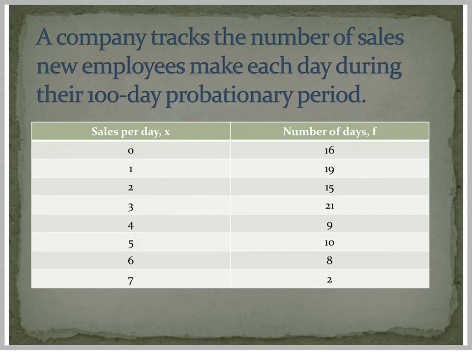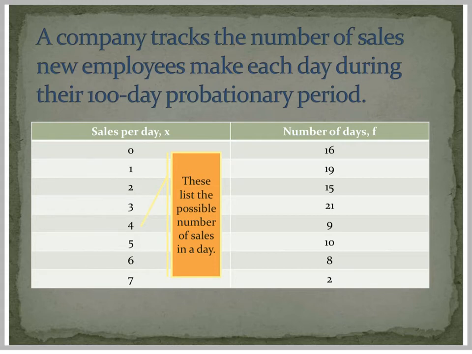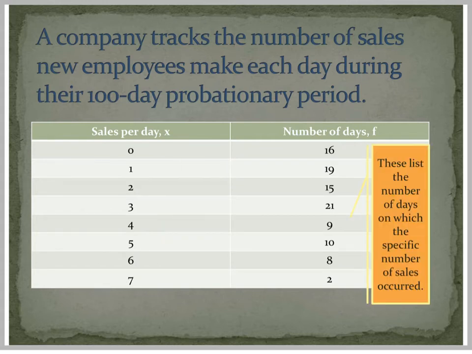So what do those numbers mean? The numbers that you see in column X list the possible number of sales in a day. So in a day they could have had 0 sales, 1 sale, or 4 sales, or 5, or 6, or 7 sales in a day. The frequencies in the other column tell us how many days those sales occurred. So for the employees, 16 times there were 0 sales, 21 times there were 3 sales, 10 times there were 5 sales. All right, so that's what each of those numbers represent.